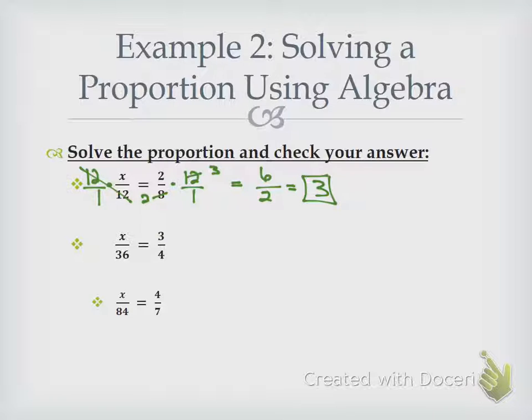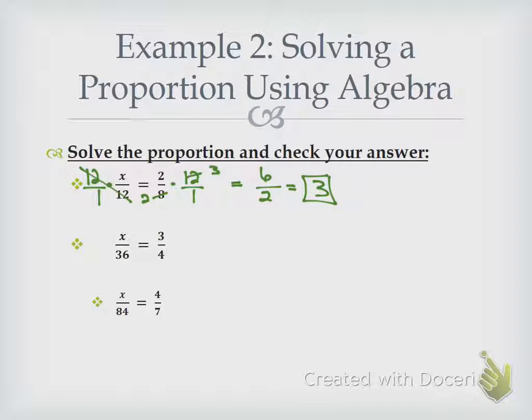What would I multiply both sides by for the second one? What number? 9. No. 36. Whatever number is in my denominator that's connected to the variable. Now, let me point out also, algebra, are you listening? Algebra only works if the variable is in the numerator. If it's in the denominator, I can't use this method.